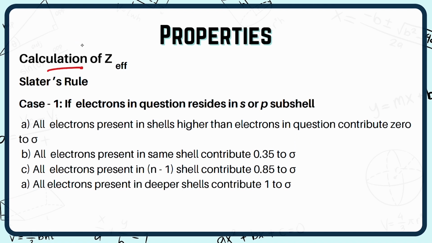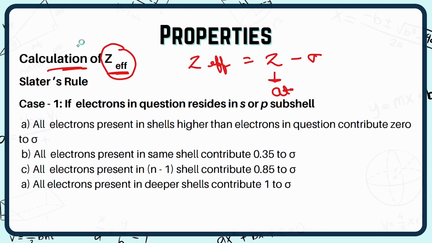So there are various ways of calculating Z effective. Or to be precise, Z effective is equal to Z minus sigma. In questions, in general, we know the atomic number Z of the element we are working on. So we need to find the sigma only, and there are various ways to find the sigma as stated here. This sigma can be found out with the help of Slater's rules.